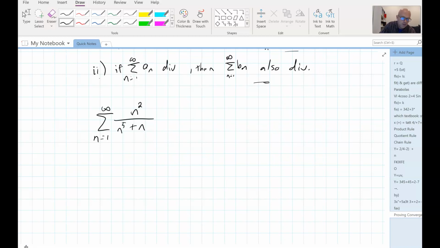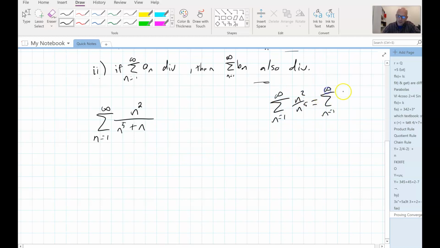I want to try to prove either convergence or divergence of this series. So I noticed that it looks almost like a p-series because you got this n to the fifth on the bottom, but you got this extra plus n in there. So it's not a p-series. You know, if this was just the sum as n runs from 1 to infinity of n squared over n to the fifth, that would be the same thing as the sum of 1 over n to the third, right? And that would be a p-series, and we could show that that converges, no problem. But you can't do that with this guy because you have that extra little plus n on the bottom.